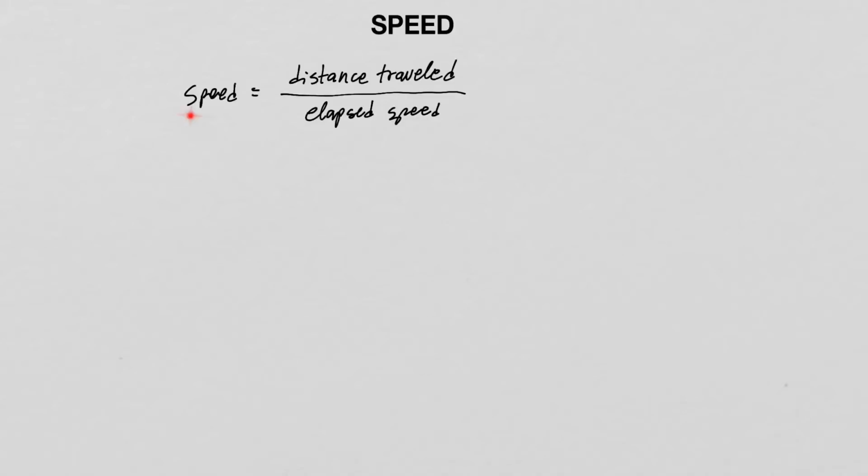Speed is a scalar quantity which only has magnitude, and it tells us how fast an object is moving, but it does not tell us the direction of motion. So speed is defined as the distance traveled divided by the elapsed time.